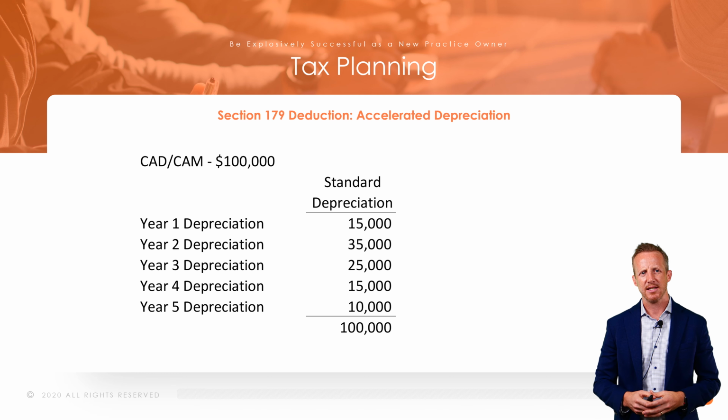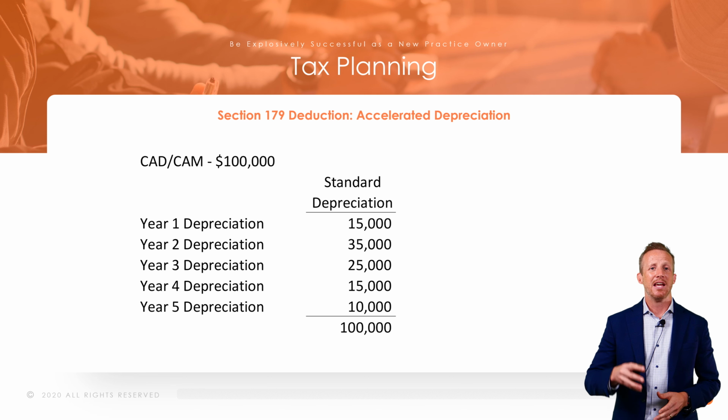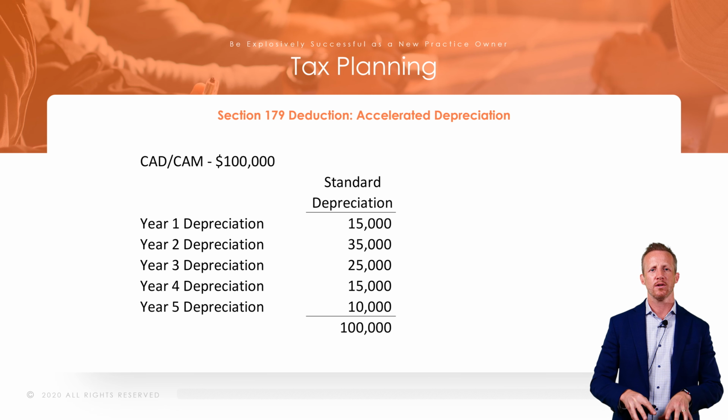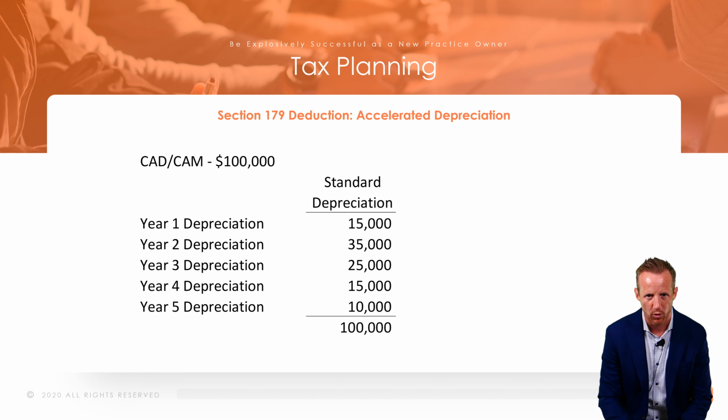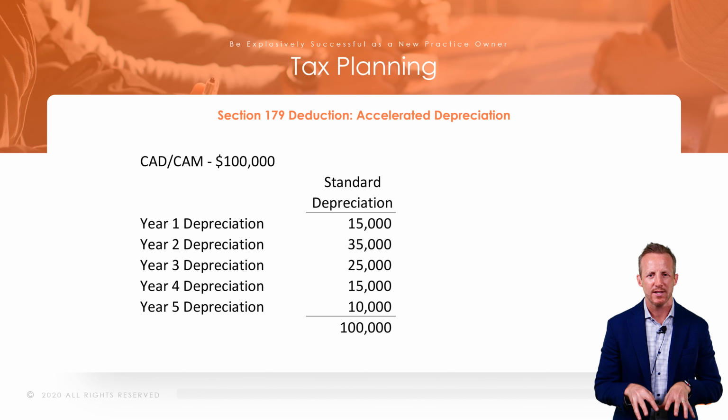CAD CAM, $100,000, year one depreciation might be $15,000. Year two becomes a big year for depreciation. You get a deduction, which is, again, a reduction to your net profits. From a tax standpoint, that's awesome. From a tax standpoint, you want your profits low. Lower profits means lower taxes, which means happy dentist.